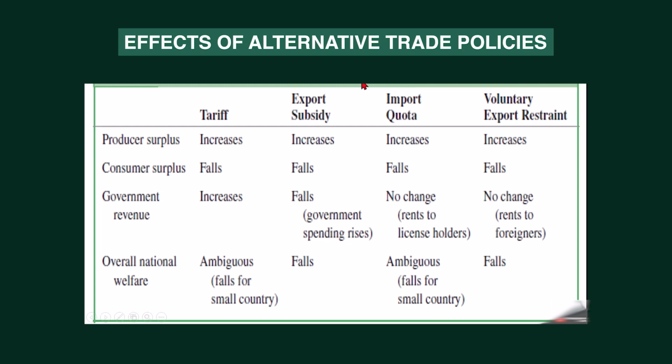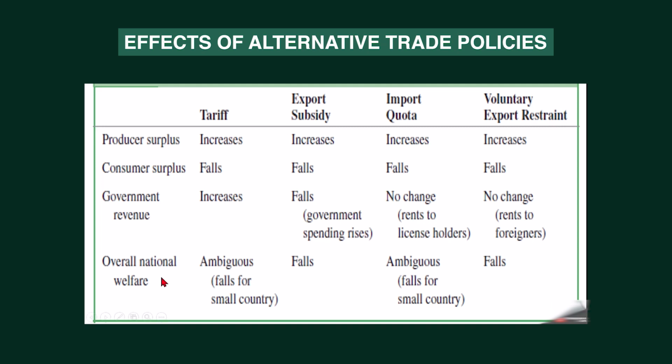We are going to observe the effect of trade policies through this table. We observed that producer surplus increased in case of all the restrictions that were made, be it tariff or non-tariff restrictions. And any restrictions lead to a fall in consumer surplus. Though tariff increased the government revenue, in case of export subsidy, the government has to pay some amount. As a result, there is a fall in government revenue. In import quota, the government is not getting any revenue. Same in the case of voluntary export restraint.